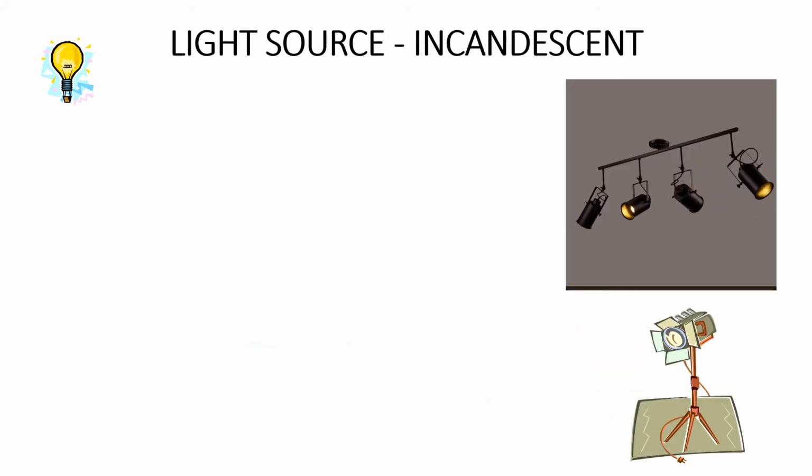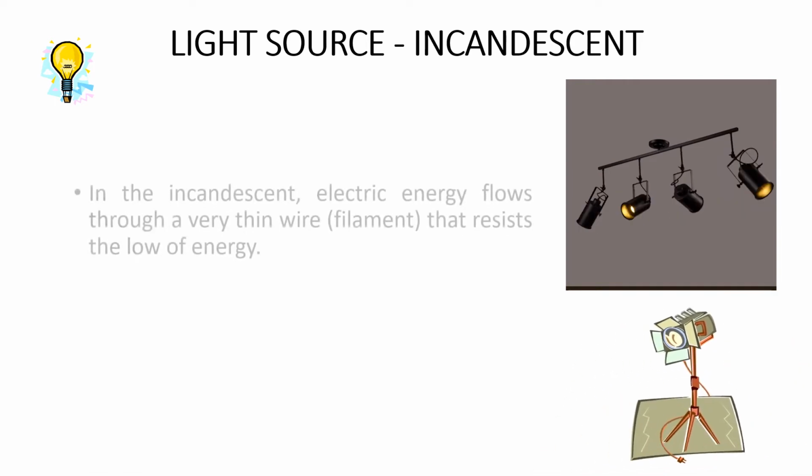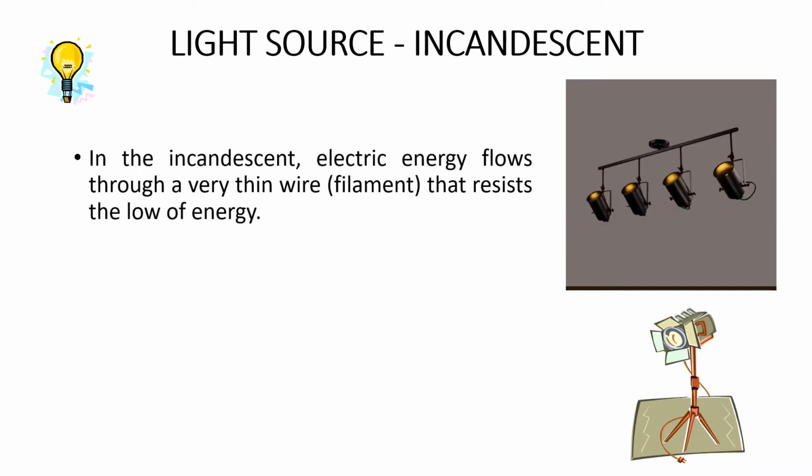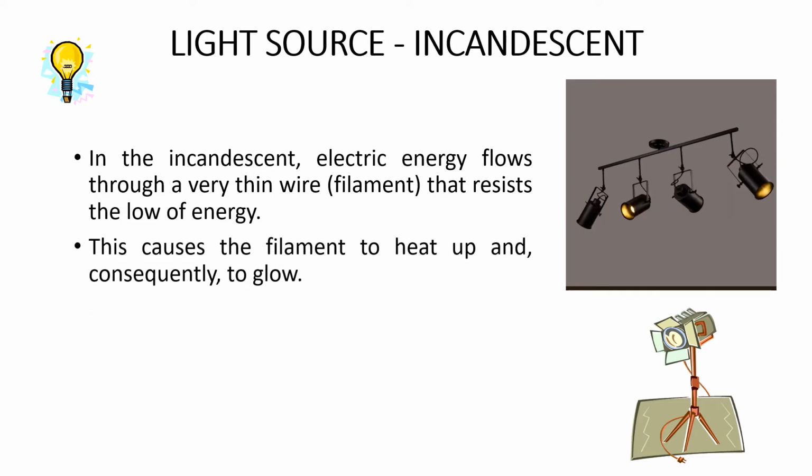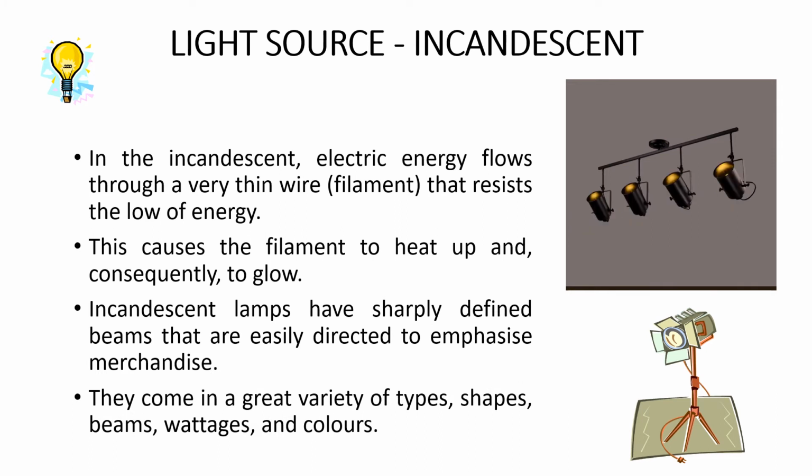The second type of light source is incandescent. In the incandescent, electric energy flows through a very thin wire, the filament, that resists the flow of energy. This causes the filament to heat up and consequently to glow. Incandescent lamps have sharply defined beams that are easily directed to emphasize merchandise. They come in a great variety of types, shapes, beams, wattages and colors.